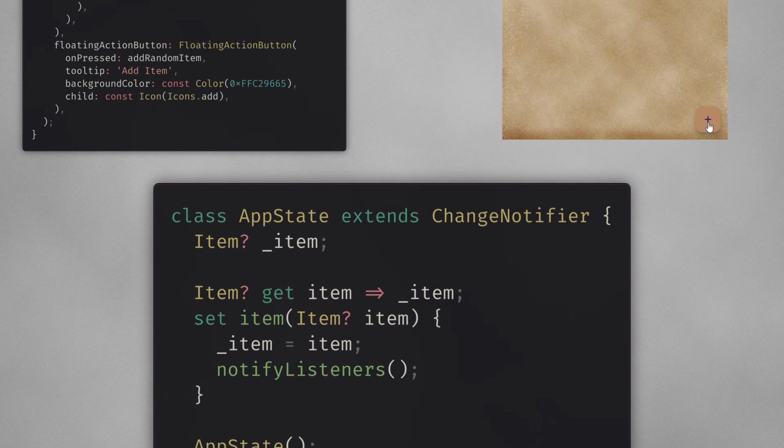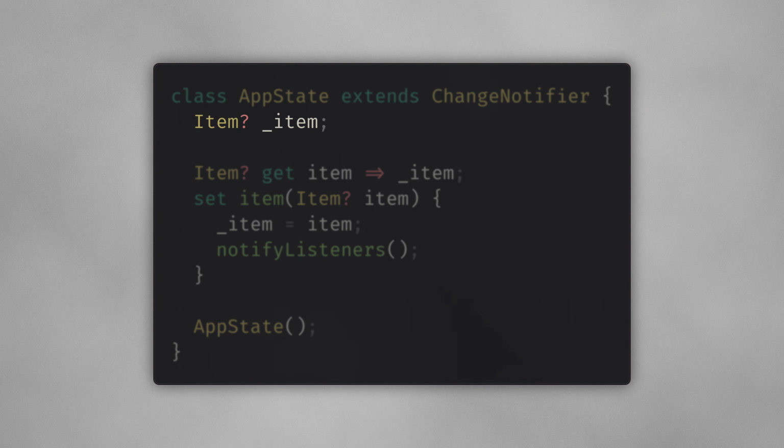Behind the scenes, the AppState class keeps track of the current item. This item can be accessed and set by functions in the front end of the app, but crucially, when it's set to a new item, the AppState calls the NotifyListeners function, which tells any part of the app that's listening out for changes that it needs to update.